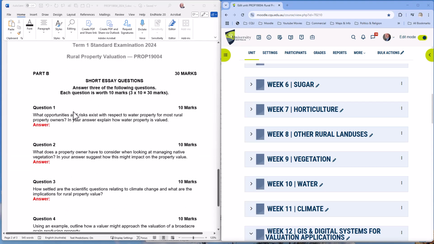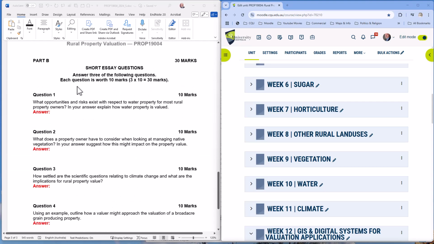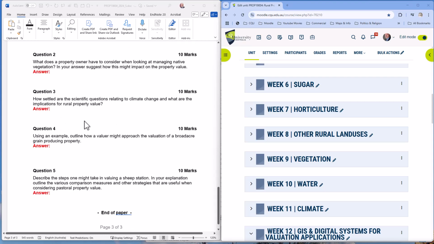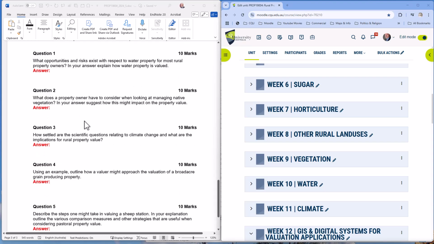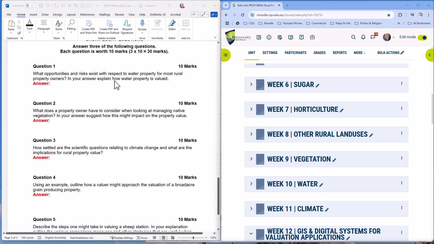Okay, then we move to part B. Part B has options. Answer 3 of the following questions. So we have 5 questions. You only have to answer 3, so you get to pick your favourites. Okay, that's the important part here. Each of the questions only has half the marks of the part A question, so that half is important, but it's distributed across 3 of them, and so it represents about 60% of your exam is going to be in part B.